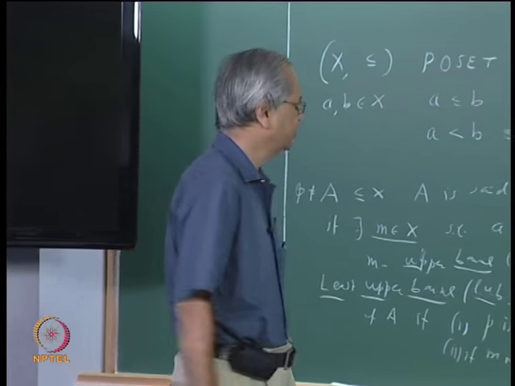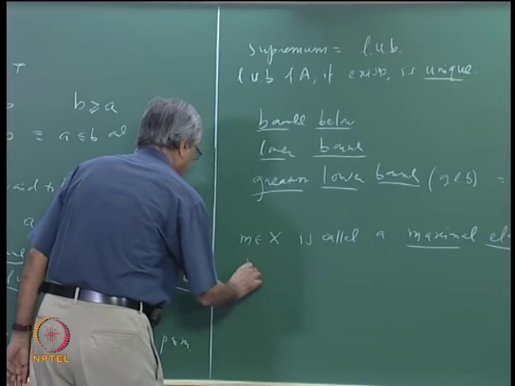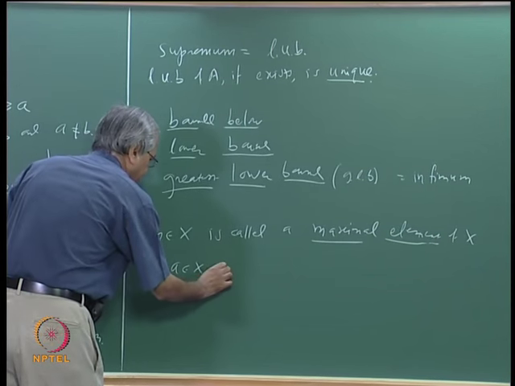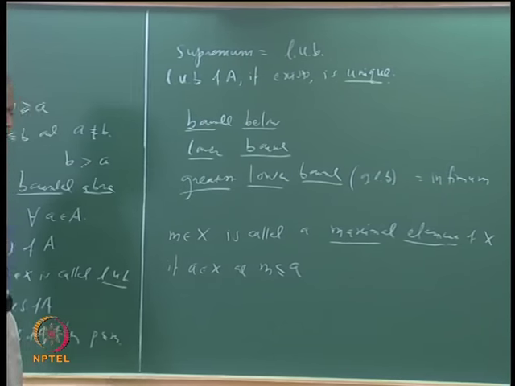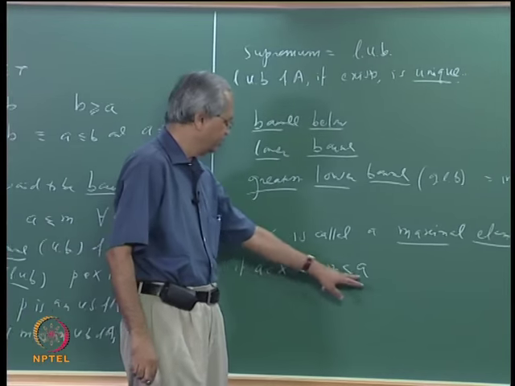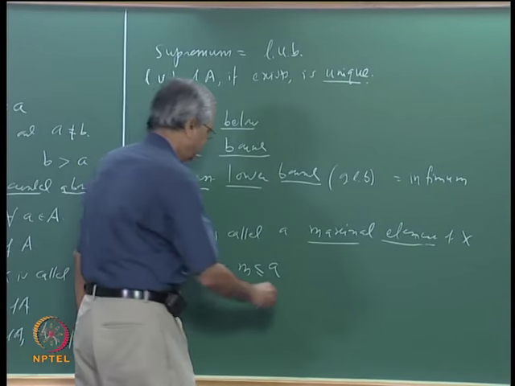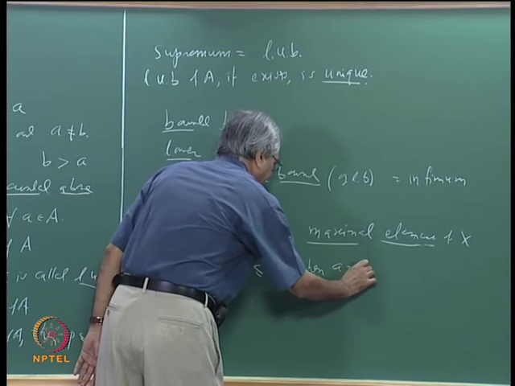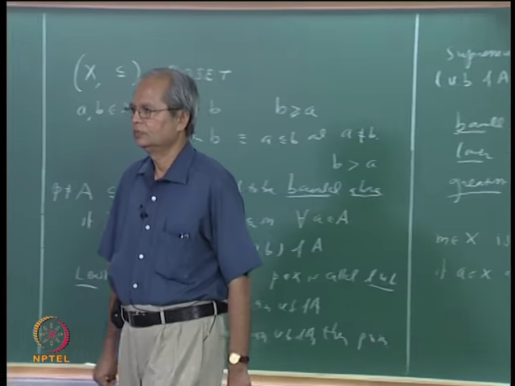Okay. So one of the ways of writing that is that if A belongs to X and M less than or equal to A, that is, if at all there is anything bigger than or equal to M, then it must coincide with M. Okay. Then A equal to M.